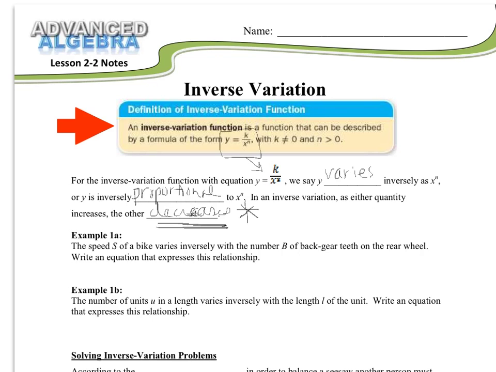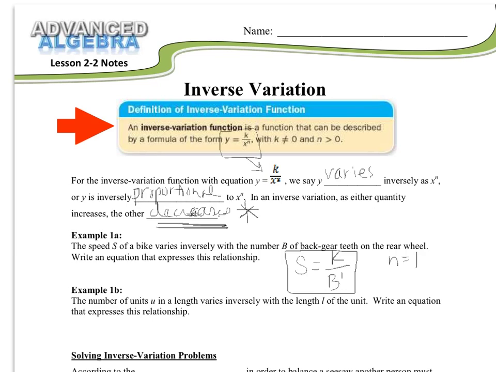Example 1a, the speed s of a bike varies inversely with the number b of back gear teeth on the rear wheel. Write an equation that expresses this relationship. So speed of the bike varies inversely, so it's s equals k over b to the first power, because we know n equals 1. And that's an inverse variation function. What that tells us is, as the bike goes faster, the number of back gear teeth are going to get smaller. Or the more back gear teeth we have, the slower the bike is going to go.